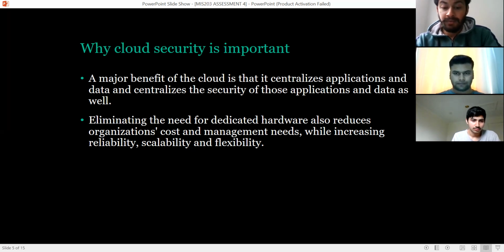A major benefit of the cloud is that it centralizes applications and data, and centralizes security of those applications and data as well. Eliminating the need for dedicated hardware also reduces organizations' cost and management needs while increasing reliability, scalability, and flexibility.